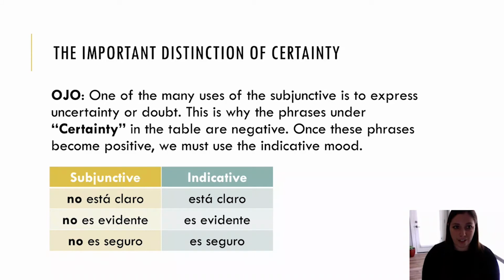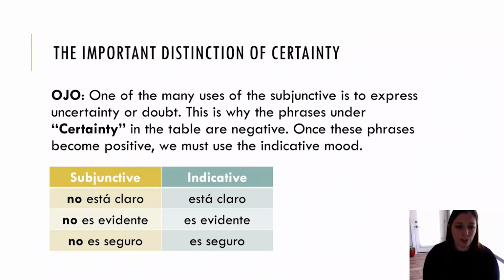With this first category, there's an important distinction of certainty that we need to talk about. So one of the many uses of the subjunctive is to express uncertainty or doubt. That's why the phrases that are under this certainty column in the table are all negative. But the minute that those phrases become positive, we have to use the indicative mood, which is not the subjunctive, it's the quote-unquote normal conjugation that we've been using up to this point.